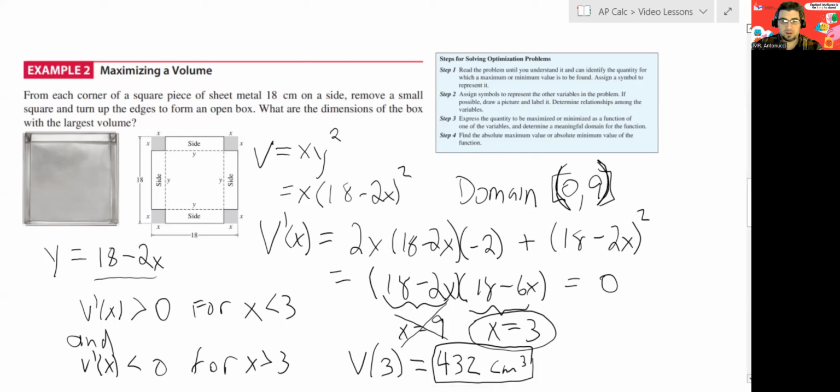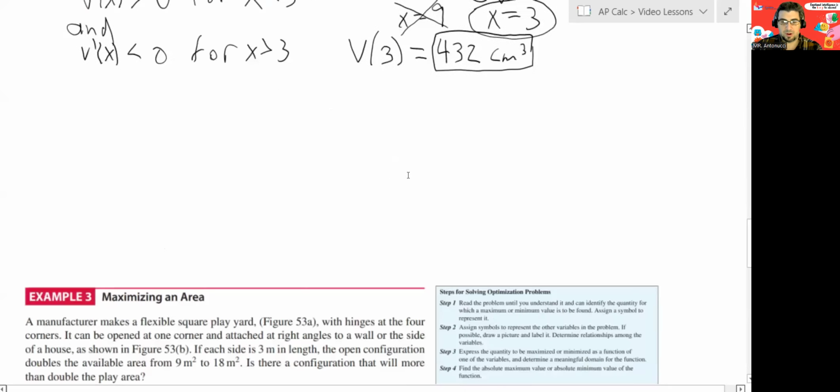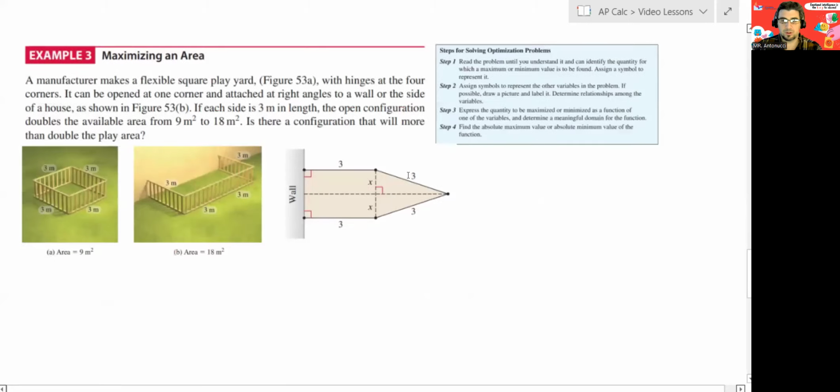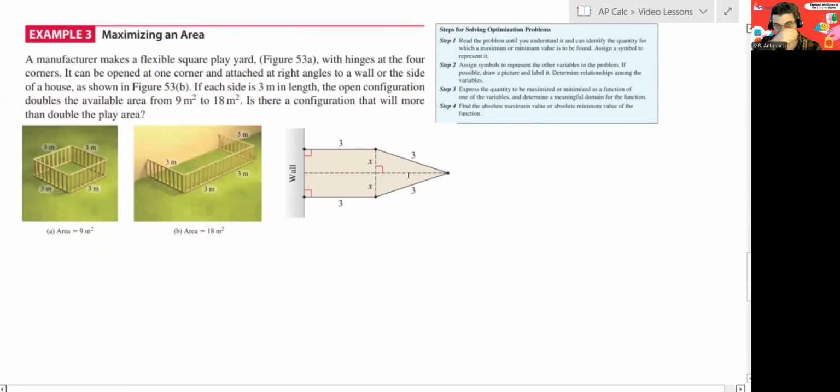All right, so now we're going to look at another problem where we're going to try to maximize the area. So let's read the setup here. A manufacturer makes a flexible square play yard with hinges at 4 corners. So you can create it into a box like this, like a square. And it can be opened at one corner and attached at right angles to a wall or side of a house, like we did here. So 2 of the sides would be here, and then these are the other 2 sides.